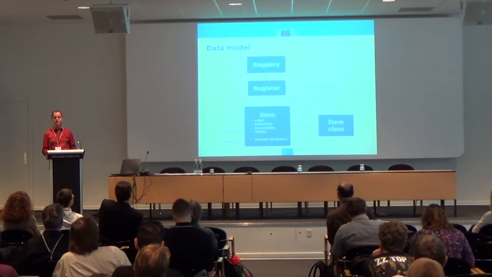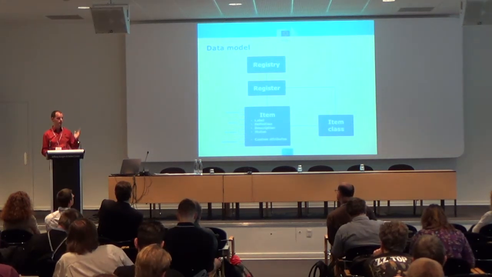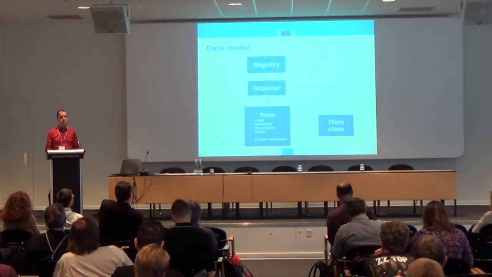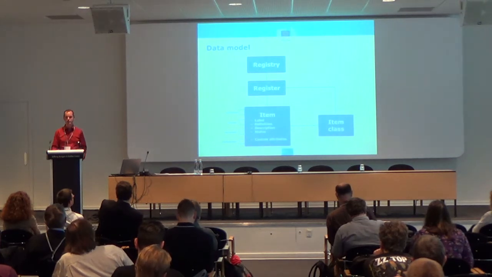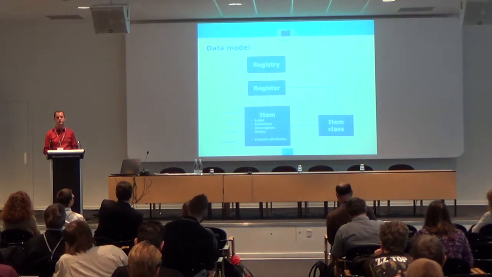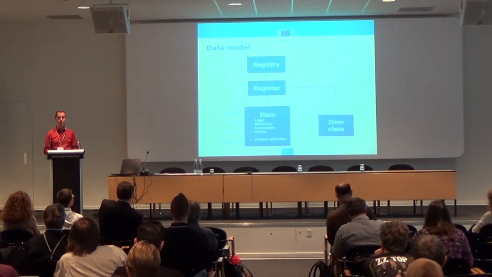As I said, we have a very generic data model that is based on the ISO standard. So basically, we have a registry, which is the big system, and we have a number of registers in the registry, and each register consists of a number of items. We have a number of standard attributes for each item: the label, the definition, the description, and the status. The label, definition, and description are all multilingual, so that was one of the core requirements that we had for the registry, that we can support any text attributes in all the European languages.